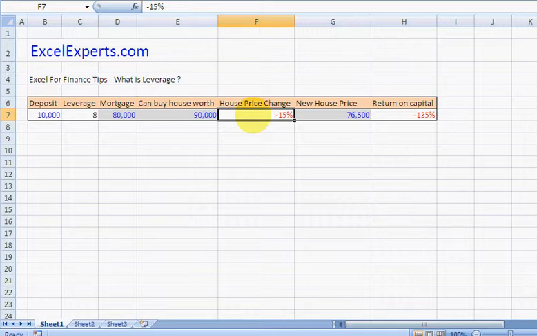So, leverage, very, very dangerous thing. Important that you understand it properly before you go into a leveraged investment.